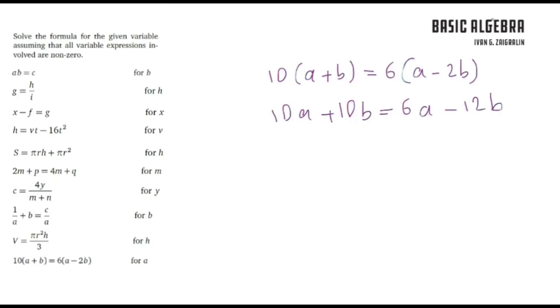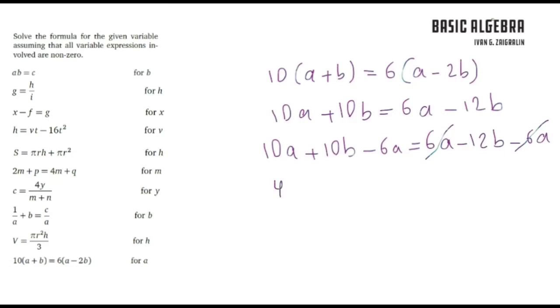And in this stage the variable of a should be only in one side, so we subtract the 6a from both sides, so 10a plus 10b minus 6a equals 6a minus 12b minus 6a, and this 6a goes with this 6a, so in this side 10a minus 6a is 4a plus 10b equals negative 12b.